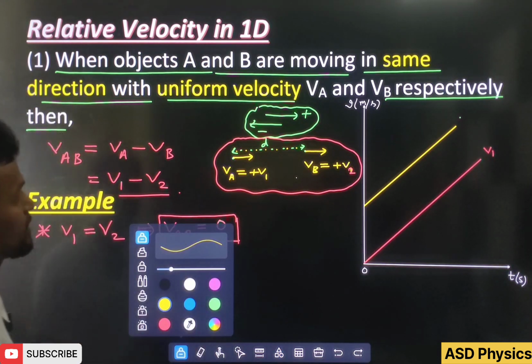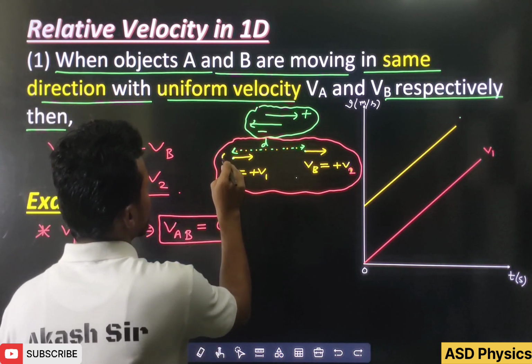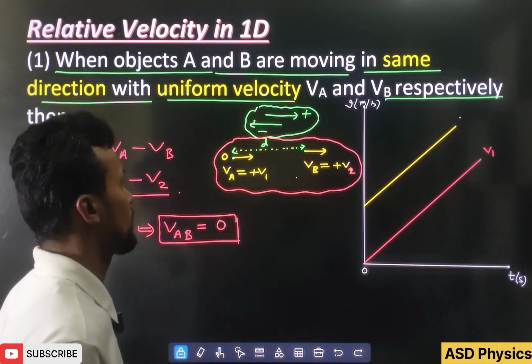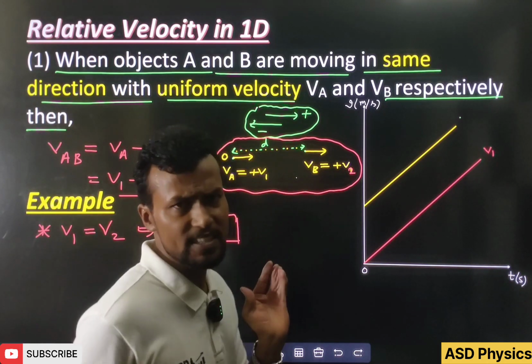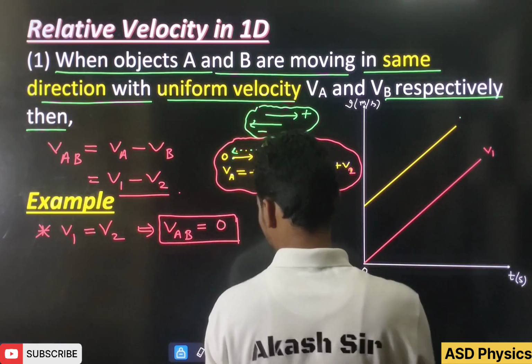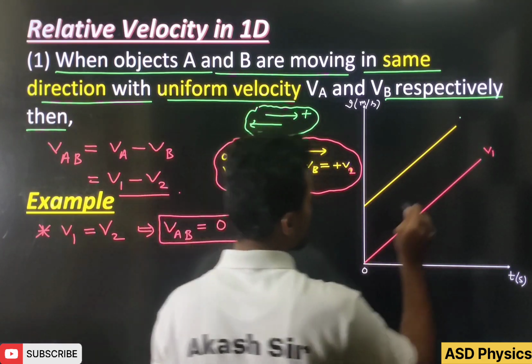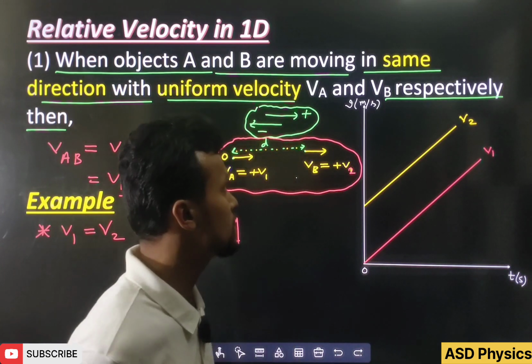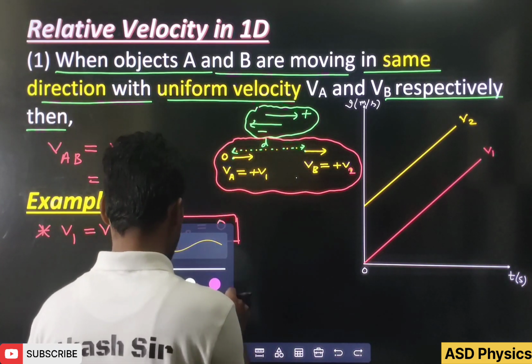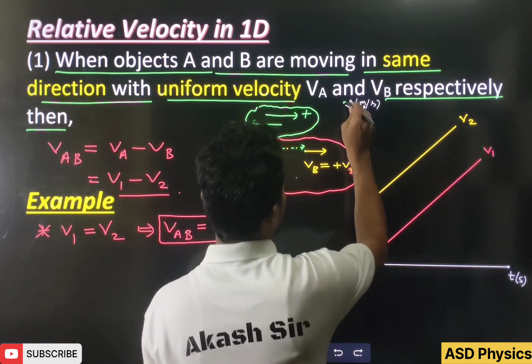And let's take for example, this is the origin, and B is how much distance ahead? D distance ahead. So this is V1, and this is the V2. You can see here, students, both the graphs have the same slope, and this is the position time graph.